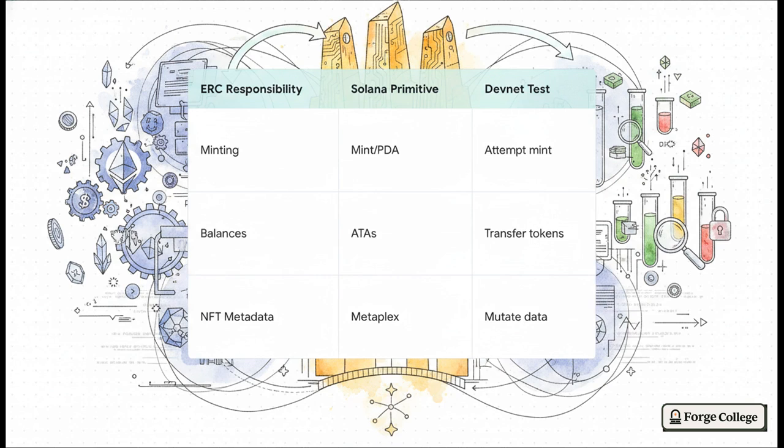What about EVM balances? Those map to associated token accounts, and we test them just by doing standard token transfers. And EVM NFT metadata? That whole chunk moves over to Metaplex token metadata accounts, which we verify by actively mutating the data. The big takeaway here is that every single EVM function gets a specific new home, and naturally, a verifiable devnet test to match.